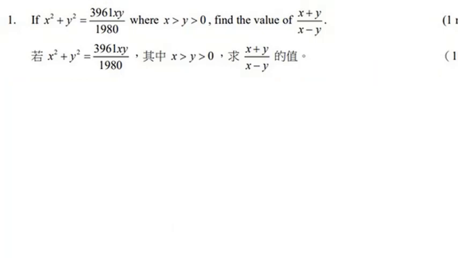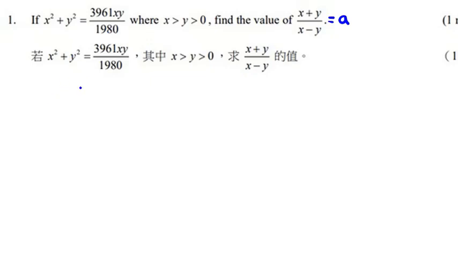Problem number 1: if x squared plus y squared equals 3961xy over 1980, where x is greater than y greater than 0, find the value of (x plus y) over (x minus y). Okay, so we want to find this, so we focus on finding it. We consider it as a. One important thing here, we have two equations.